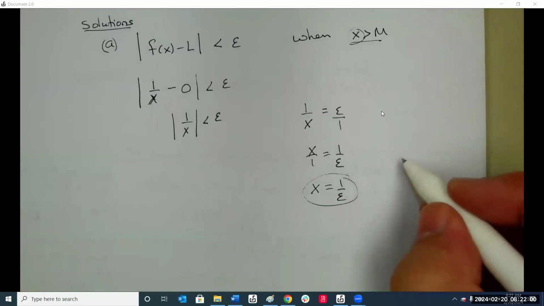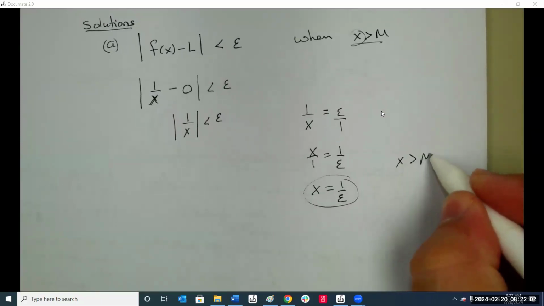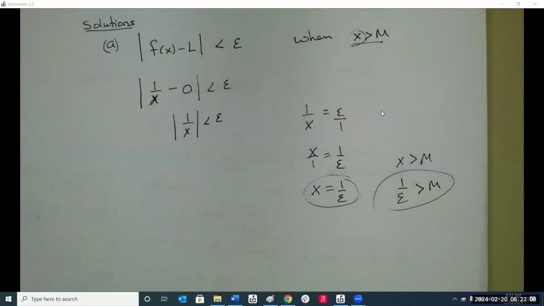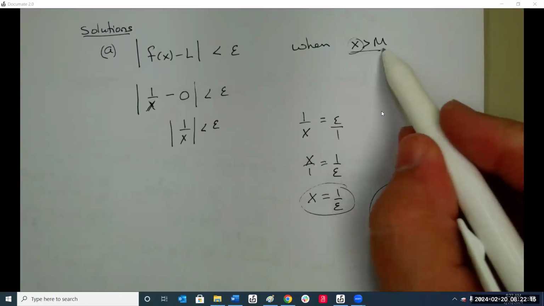But now, because of this, we know that 1 over epsilon is bigger than m. And m itself is getting very, very small. Because here, m is less than x.